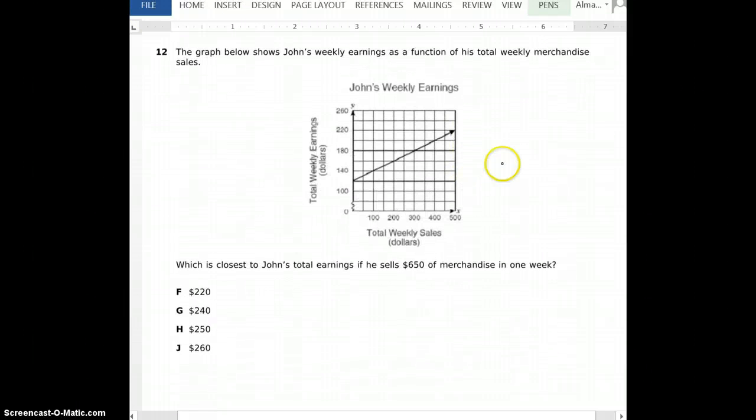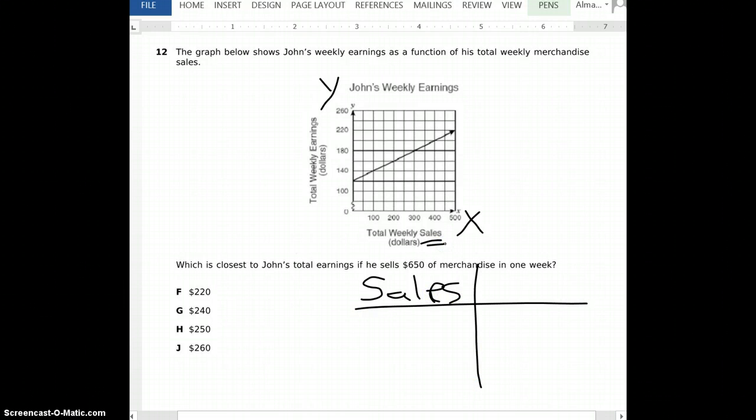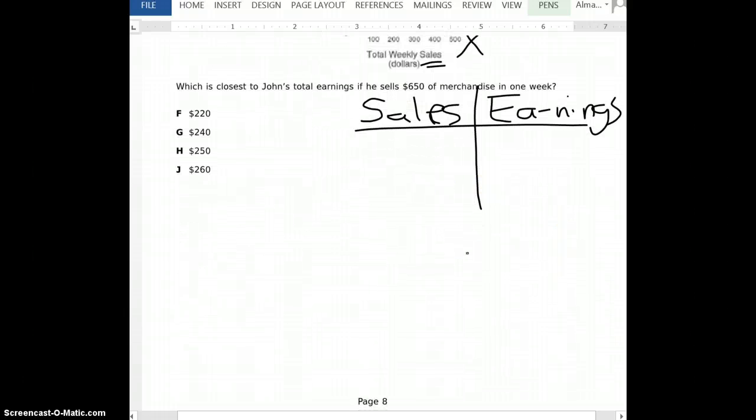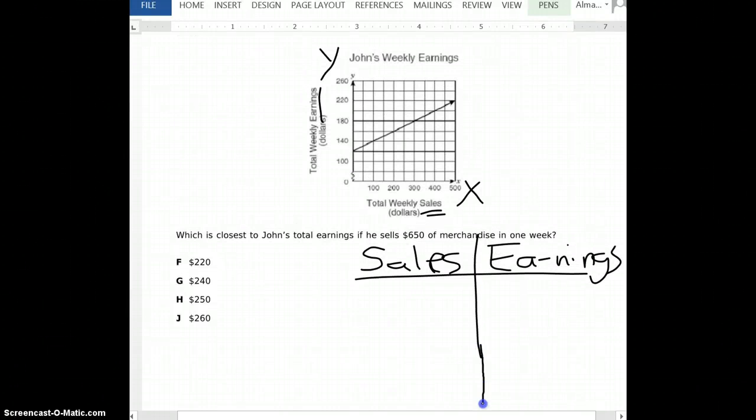Number 12. The graph below shows John's weekly earnings as a function of his total weekly merchandise sales. Which is the closest to John's total earnings if he sells $650 of merchandise in 1 week? So we are going to begin by making ourselves a table. This would be our x, this is our y, and our x in this case represents sales, right? Total weekly sales. Our y represents the earnings, and I just realized this table's not going to be big enough. Okay, I'm going to have to scroll down. When he makes 0 sales, which is right here, his earnings are 120.